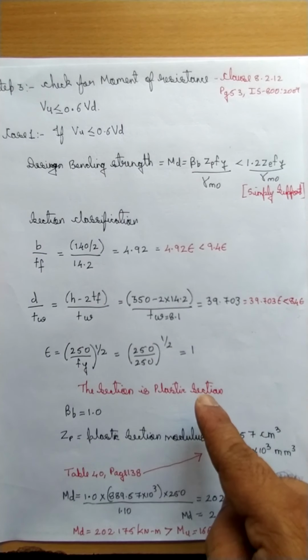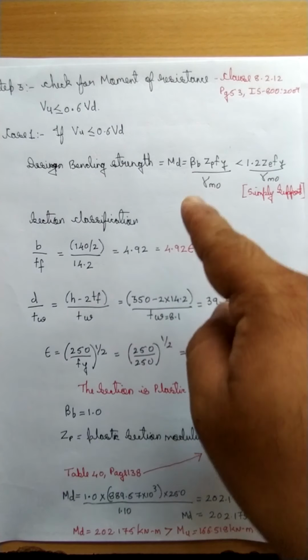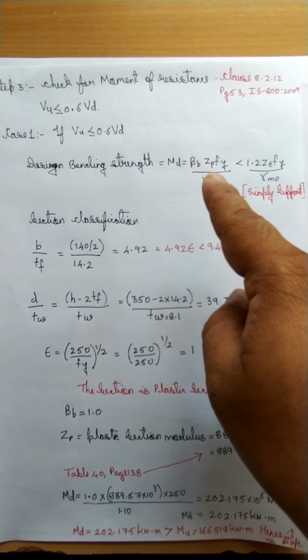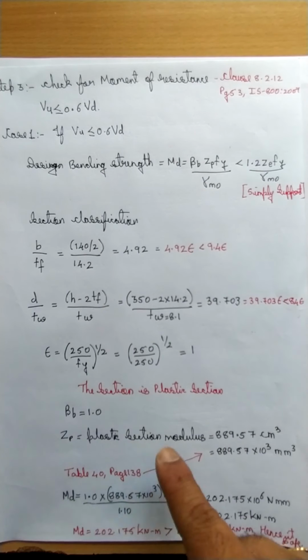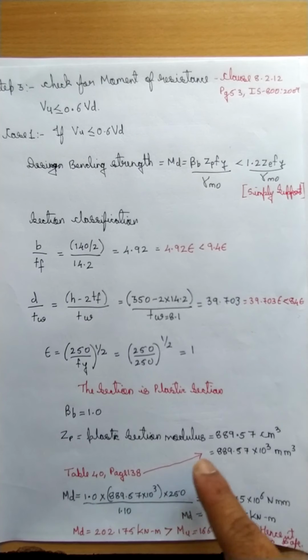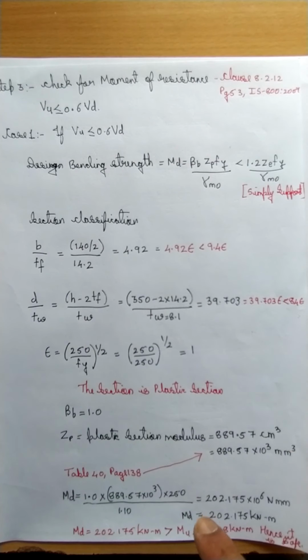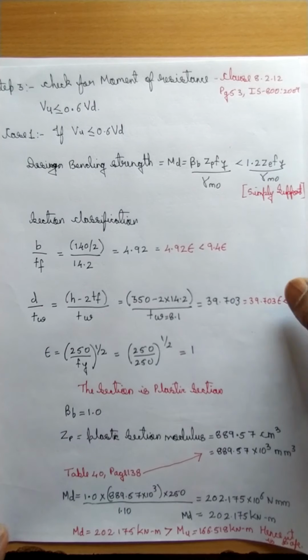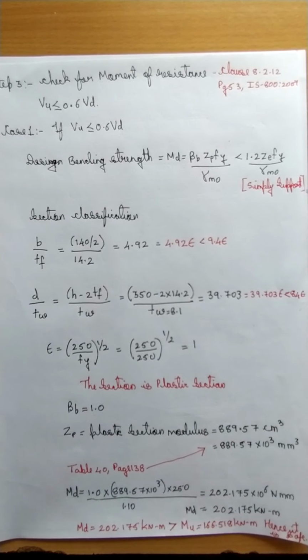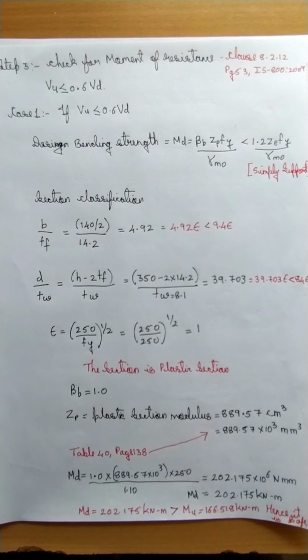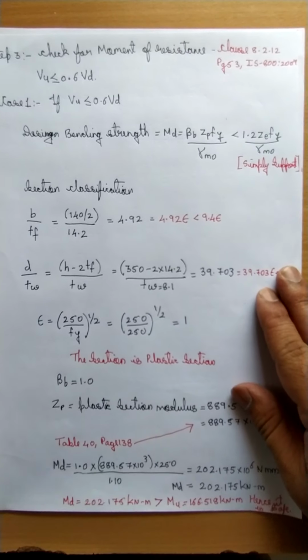Once we got to know that this section is plastic, the value of beta b is 1. Next wanted is Zp. We calculated Zp from the table on page 138. We calculated the value of Md, which was 202.1705, greater than the maximum bending moment, hence it is safe. So students, for today we will stop here. We have done three components: load calculation, check for shear, and check for moment of resistance. For today we will close the session.